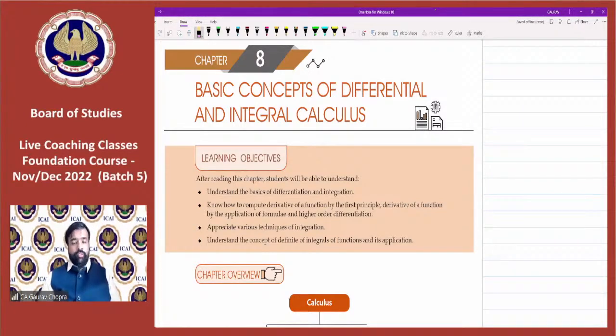So, welcome everyone to the new session of the chapter Differentiation and Integration. In today's session, we are going to start the chapter Differential. What is differentiation? What is the meaning of the term differentiation? And how to solve the question based on differentiation? In today's session, we will completely focus on these basic concepts as well as how to solve these type of questions.